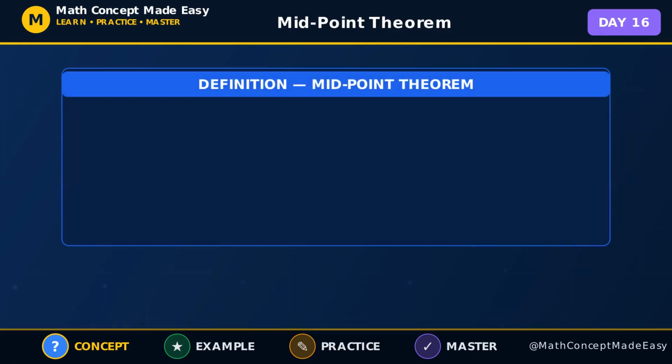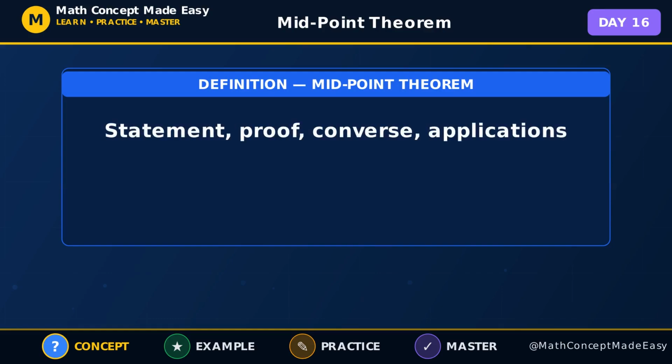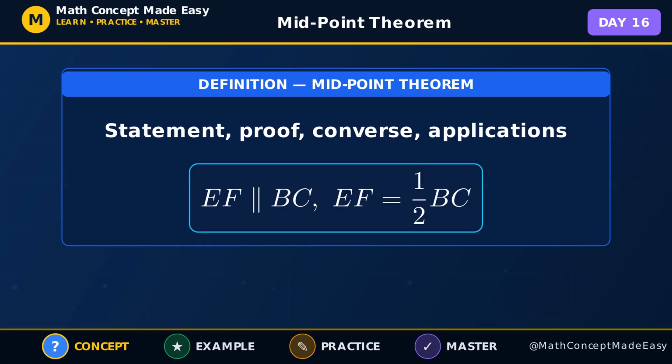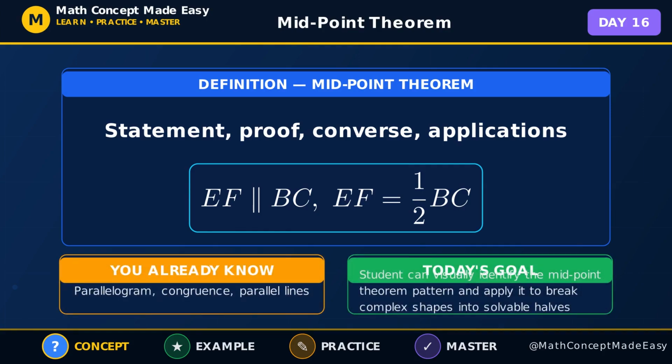Now we are ready to say this precisely, the way mathematicians do. Here is our focus for today: statement, proof, converse, applications. In symbols, we write it as the segment EF is parallel to the base BC, and its length is exactly half of BC. Every word of that definition matters, so read it slowly. You already know parallelogram, congruence, parallel lines. This definition simply builds on those familiar ideas.